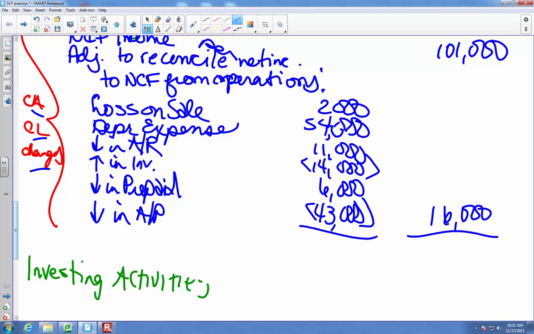And this 101 plus this 116 is going to be what? And don't tell me the number, but I mean, it's a word. What is it? It's net cash flow from operating activities. In other words, for being in the business of what it is you do, we generated net income of 101, but net cash of 117. Net cash flows from operating activities.